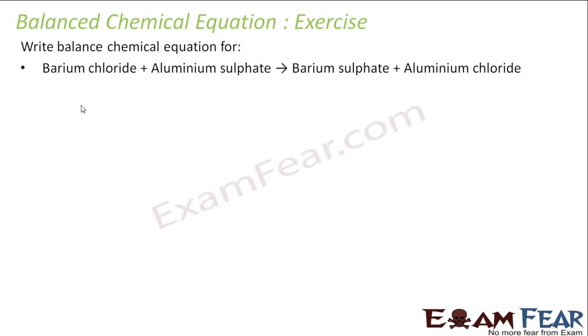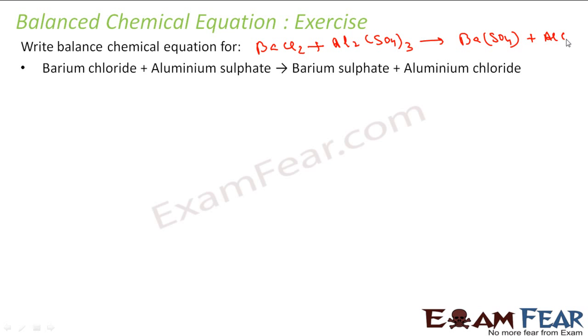We'll take some more examples. We have to write the balanced chemical equation for barium chloride plus aluminum sulfate is equal to barium sulfate plus aluminum chloride. So the equation is like this: barium chloride, aluminum sulfate. So I expect that you know what the formula of aluminum sulfate is, equal to barium sulfate. I expect that you know the formula of barium sulfate plus aluminum chloride, AlCl3. These things, we already know the formulas of various compounds. These compounds are familiar to us, so we just wrote this formula.